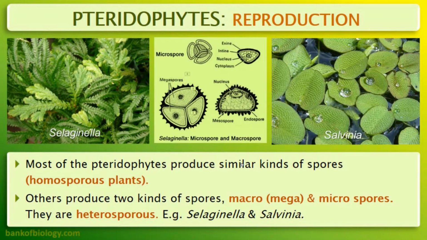Most of the pteridophytes produce similar kinds of spores, and so they are homosporous. But some produce two kinds of spores. One will be bigger and another one will be smaller. The bigger ones are called megaspores and the smaller ones are called microspores. If they produce two kinds of spores, they are said to be heterosporous, example Selaginella and Salvinia.